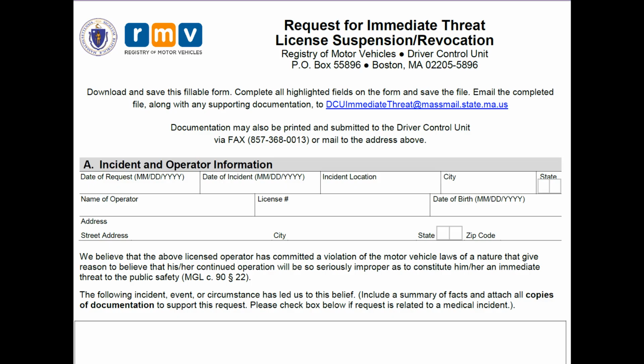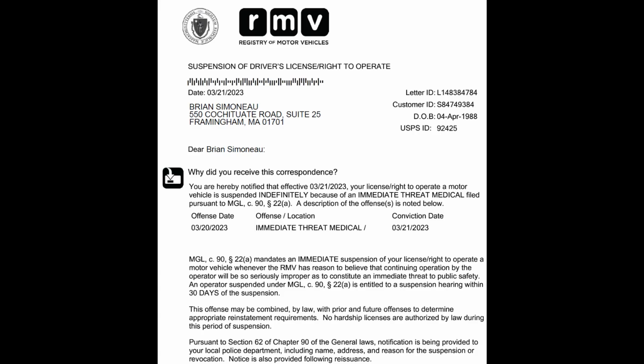So in Massachusetts, whenever a police officer believes that a driver may be driving dangerously, that officer can file an immediate threat complaint with the Registry of Motor Vehicles. And what will happen is the registry will revoke that person's driver's license. The motorist will get either a letter in the mail or a letter hand-delivered by a police officer stating that his or her license is immediately suspended.